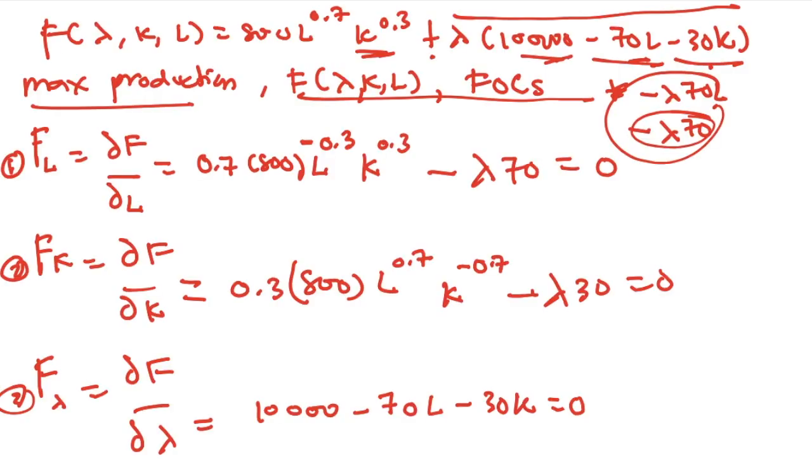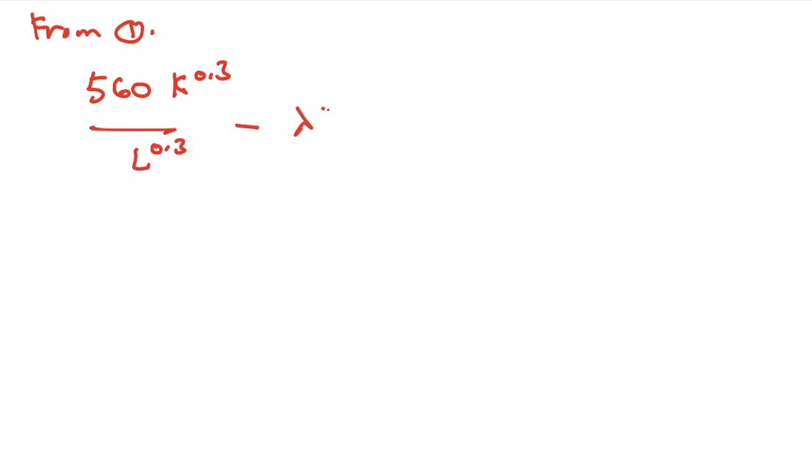Because 0.7 times 800 becomes 560, yeah? So I write it this way. From 1, I can have 560 K^0.3 over L^0.3 minus lambda 70 equal to 0, isn't it? So this one is actually from 1 FL. Make sure you know what I'm doing here.